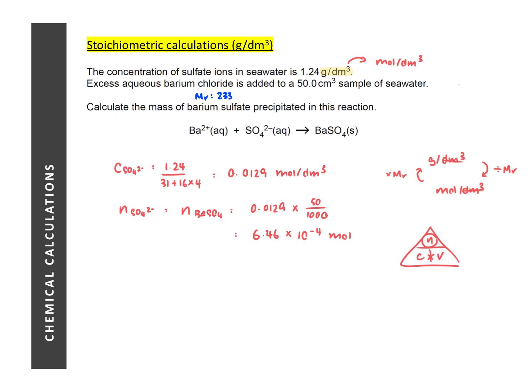And the last step is this, that the question wants you to calculate the mass of barium sulfate. So from number of moles, how do we find mass? It is to take the number of moles and multiply by the molar mass of barium sulfate. The molar mass of barium sulfate is 233. So that will give us a mass of 0.15 grams.